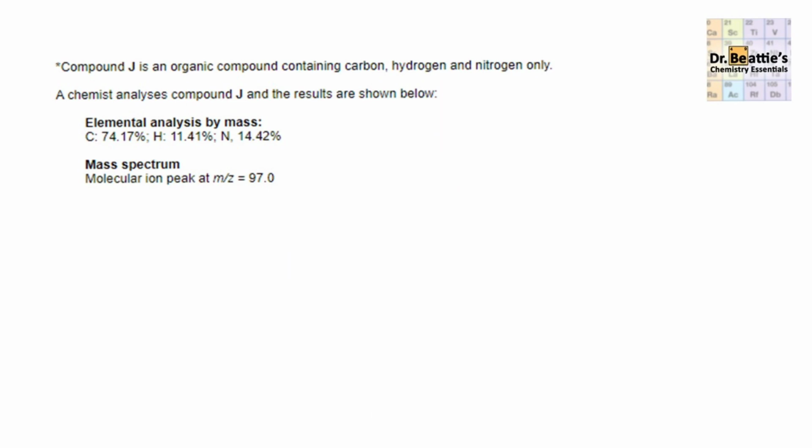Now the mass spectrum data that is given, with this molecular ion peak at m/z 97, that is your Mr data that you can use in order to get your molecular formula. So you're going to calculate the empirical formula from this data, and use the Mr to then generate a molecular formula. So pause the video here and have a go.